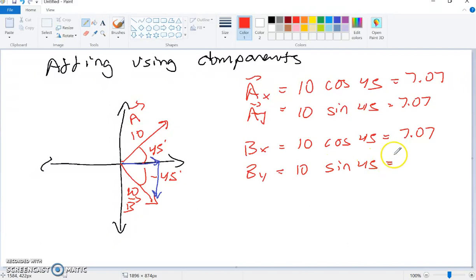But what should I do here? Negative 7.07. Why? Because it's pointed down. So remember, in math, this is the positive y, this is the negative y. This is the positive x, and this is the negative x. And so when you're doing these components, if the component is going to the right, it's positive. If the component is going up, it's positive. This component's also going to the right, so it's positive, and this component's going down, so it's negative.